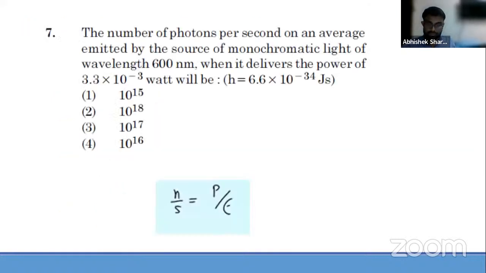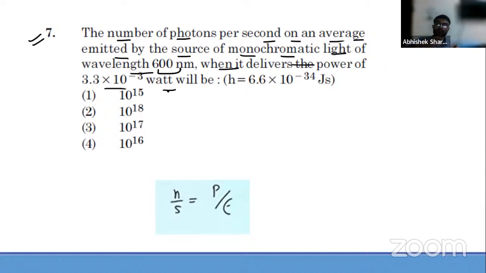Okay, let us see the 7th question now without wasting time. This is our 7th question. It says the number of photons per second on an average emitted by a source of monochromatic light of wavelength this much, when it delivers the power of this much watt, will be how much?